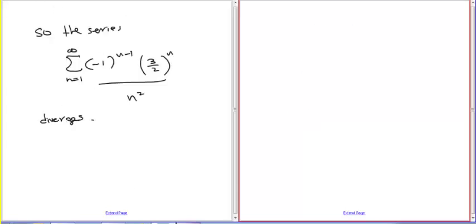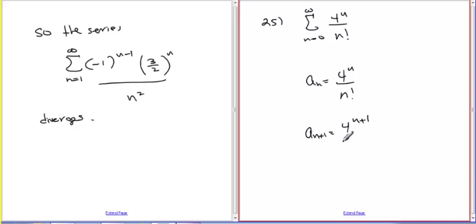Got one more here. We'll quit. 25. Actually, we'll do the next one. We'll do 33 as well, because that's a short one, and it is still talking about the ratio test. So 25 is summation from n equals 0 to infinity of 4 to the n over n factorial. So a sub n is 4 to the n over n factorial. A sub n plus 1 is 4 to the n plus 1 over n plus 1 factorial.